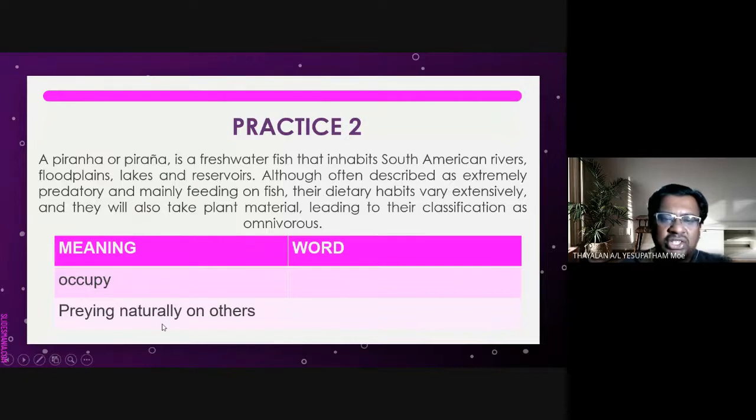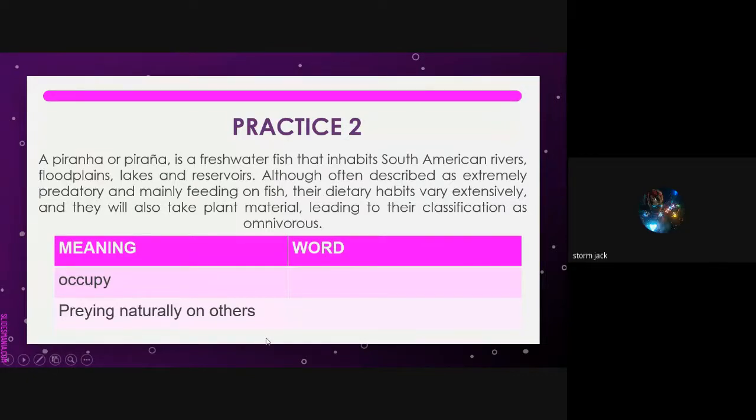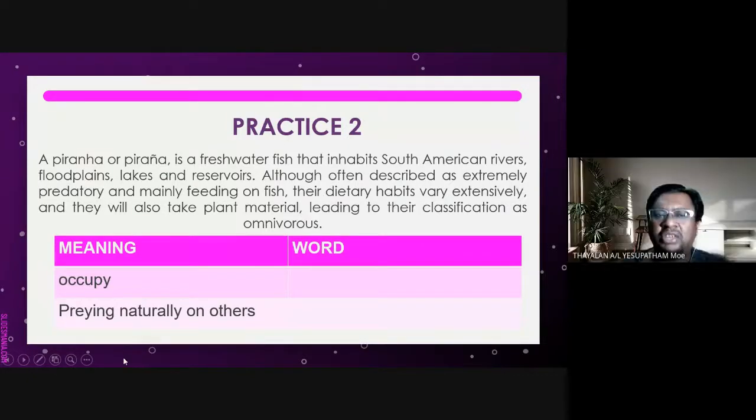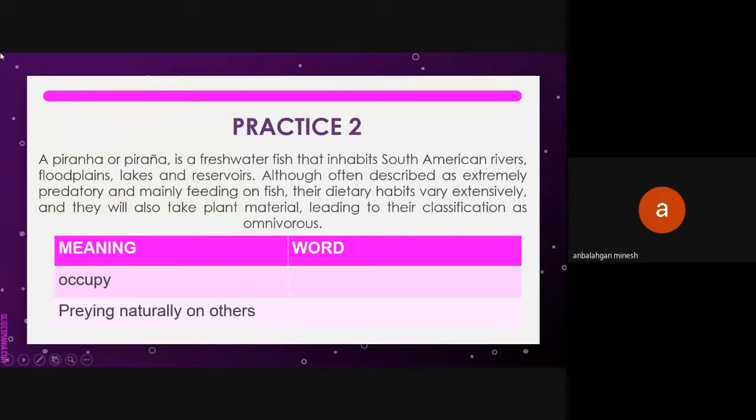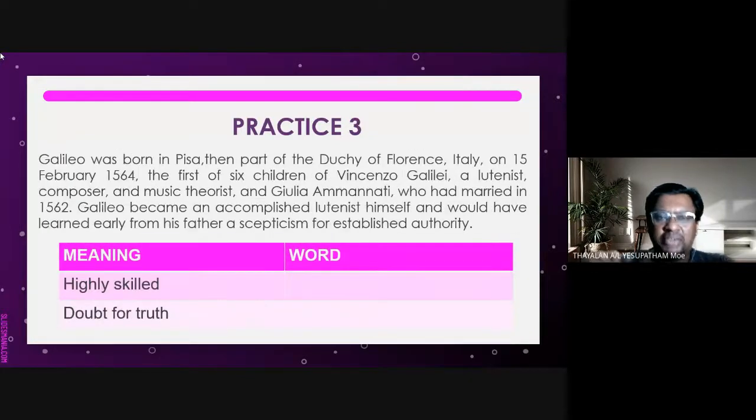Now, the second one should be easy because it is quite with the clue. Preying naturally on others. Predatory. Very good. That's the right answer. Predatory. We'll move on to practice 3.